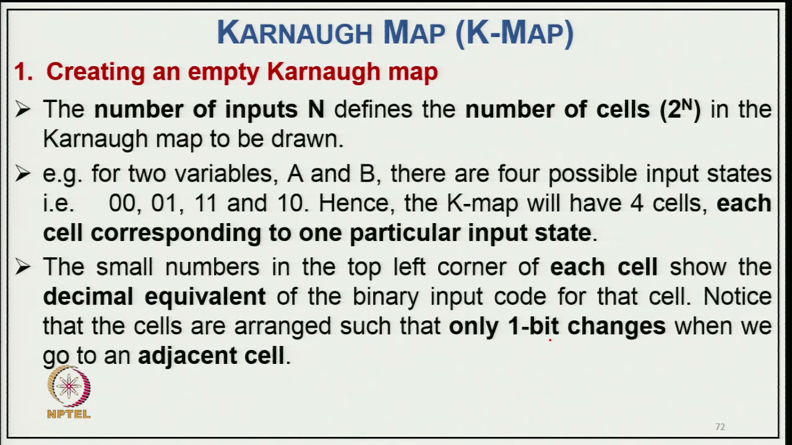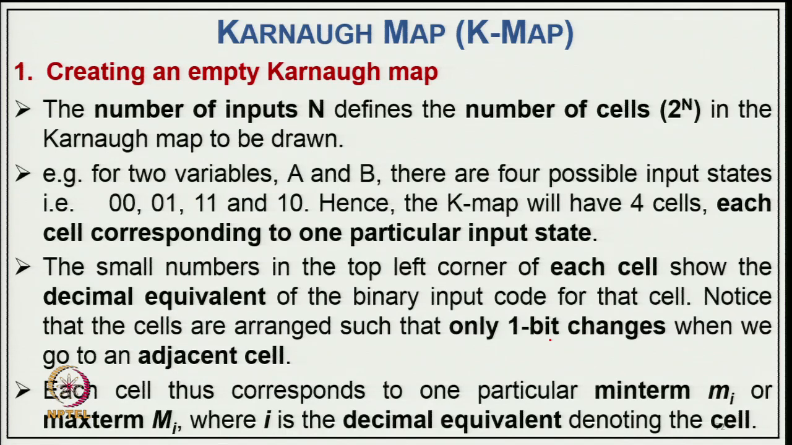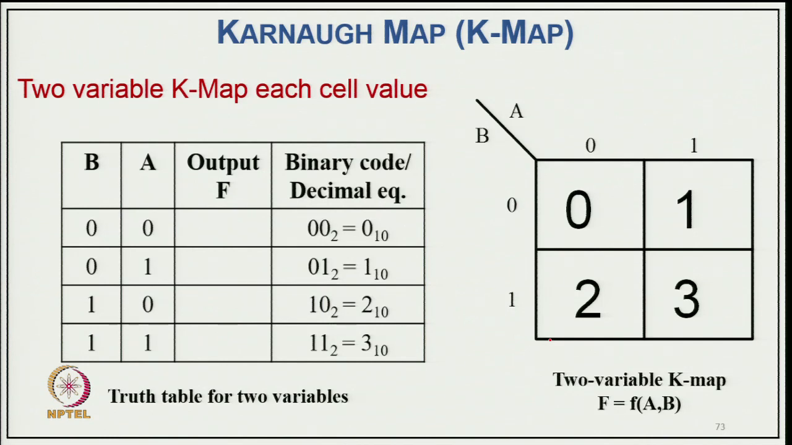The small numbers in the top left corner of each cell are the decimal equivalent of the binary input code for that cell. Notice that the cells are arranged such that only one bit changes when we go to an adjacent cell, and each cell thus corresponds to one particular minterm m_i or maxterm M_i, where i is the decimal equivalent denoting the cell. So, here is a typical example, the two variable Karnaugh map.